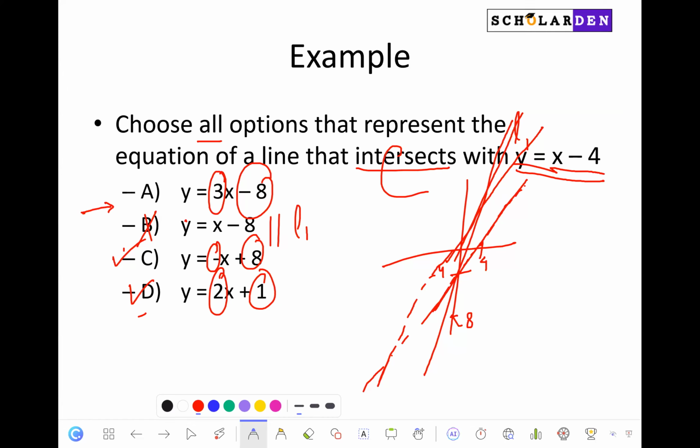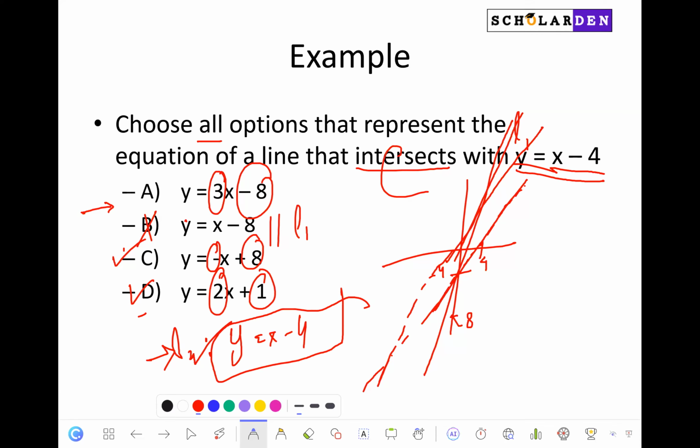So for example, if I said that I have another option, y is equal to x minus 4. Now this is the line itself. Let's call this L2. And this line is going to be collinear with our line, so it is going to be intersecting with our line at each and every point. Again, why? Because this is collinear. So this lies exactly on the line itself. This is a special case where the slope is the same, but the line intersects, because it lies on our line.